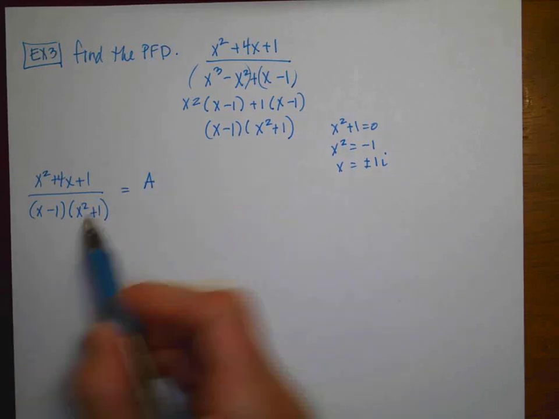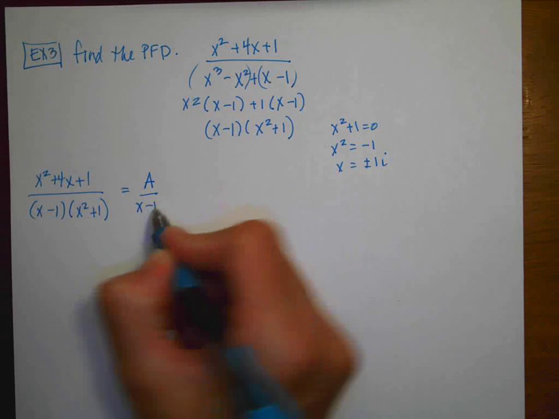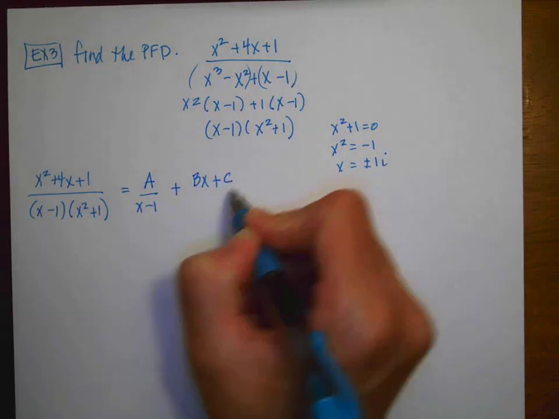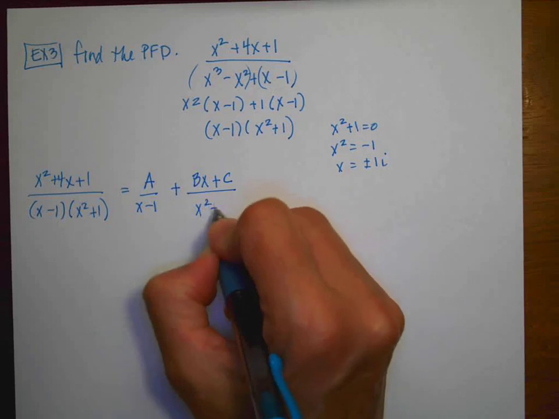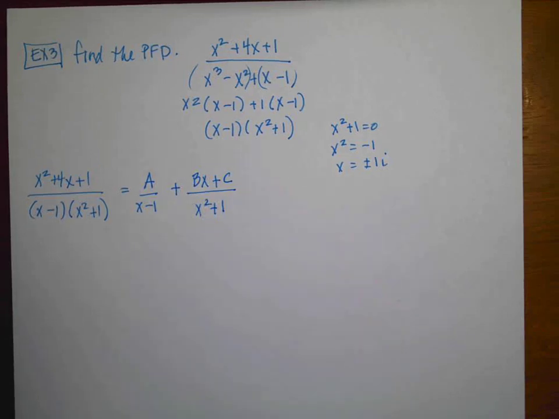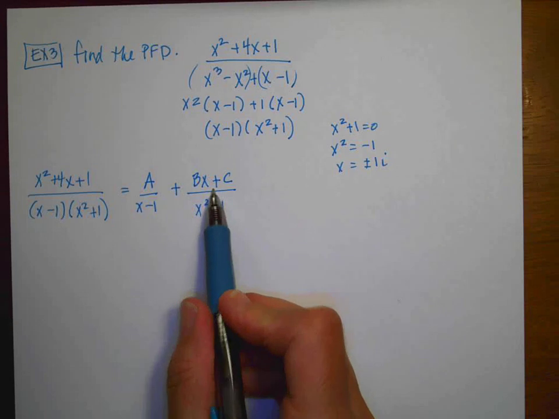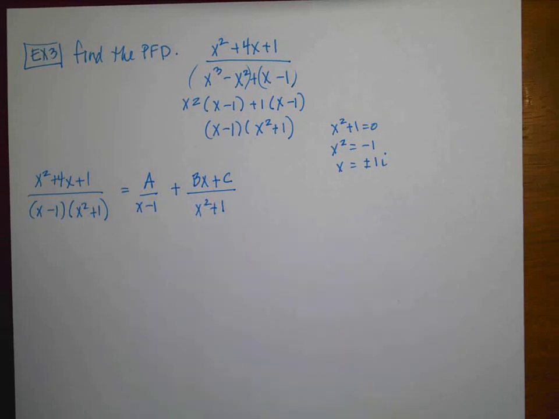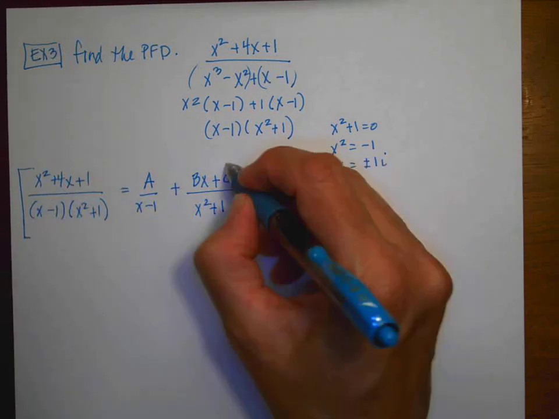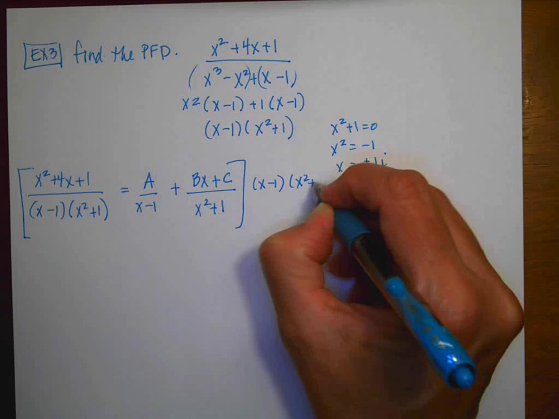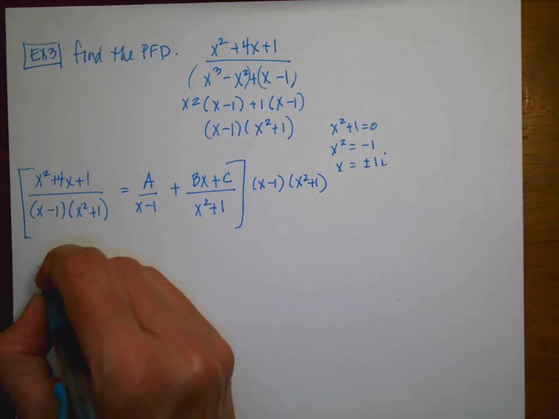So the first one is just the same that we've done. It's a. This one is irreducible. I guess I forgot to write that guy down. This one is going to be bx plus c over x squared plus 1. So anytime you have a factor that is irreducible, this is going to be your numerator. And the process is exactly the same. So I'm going to multiply both sides of the equation by the original denominator.